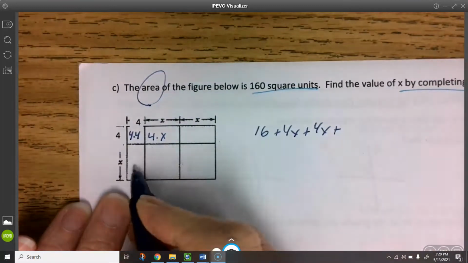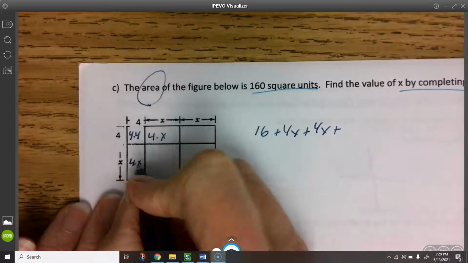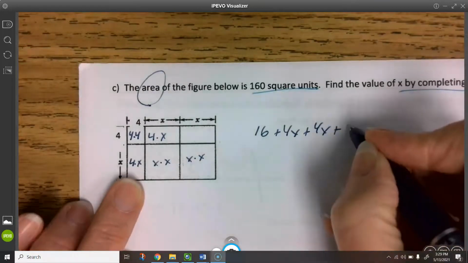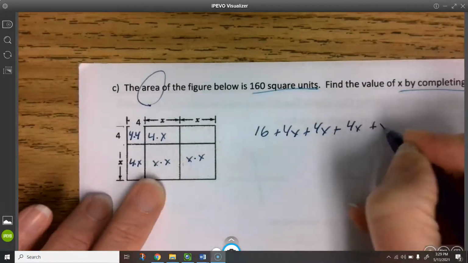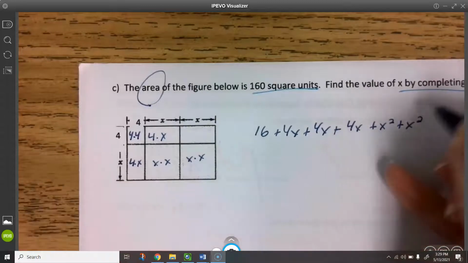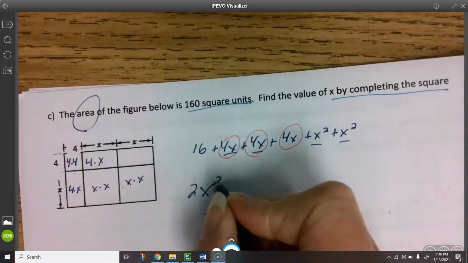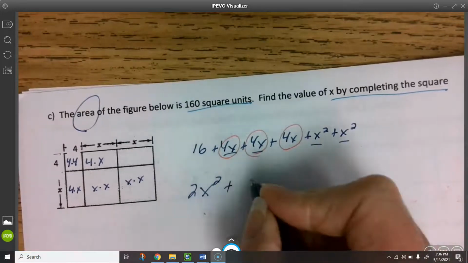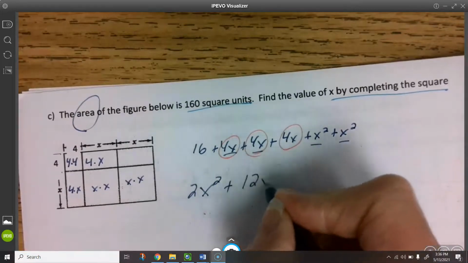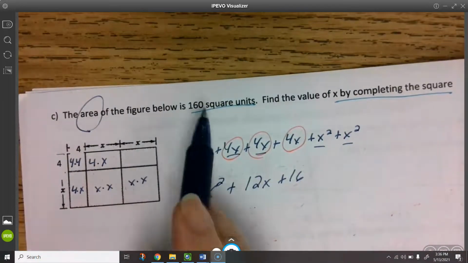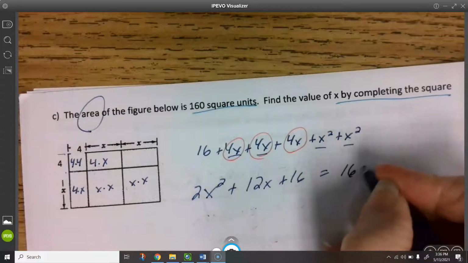I'm going to keep adding. This one is a 4 by x. This one's an x by x, and this one's an x by x. So I have another 4x. I have another x squared, and an x squared. So now combine like terms. I get 2x squared plus 12x plus 16. Now, where we have to go back is remember that the area is 160. So this is equal to 160.